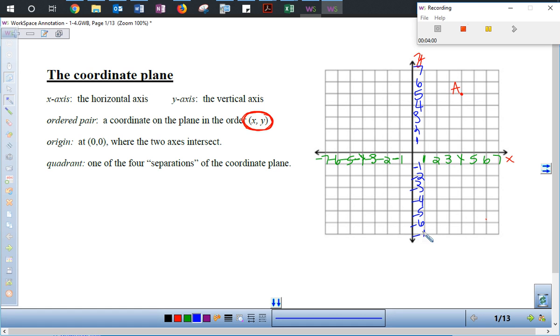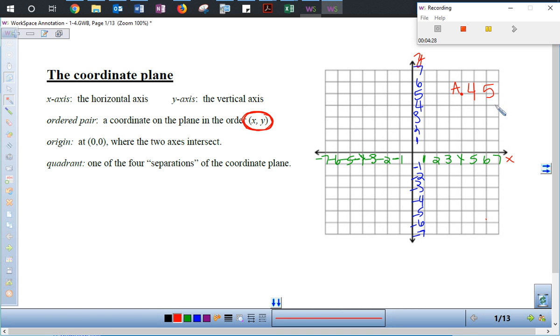Now that you have a scale, you will be able to write the ordered pair for point A over here. Again, the ordered pair must be in alphabetical order. So the x has to be first, the y has to be second. If I look at this point right here, the x value that it's located at is 4. And the y value that it's located at comes second, and it's located at 5.